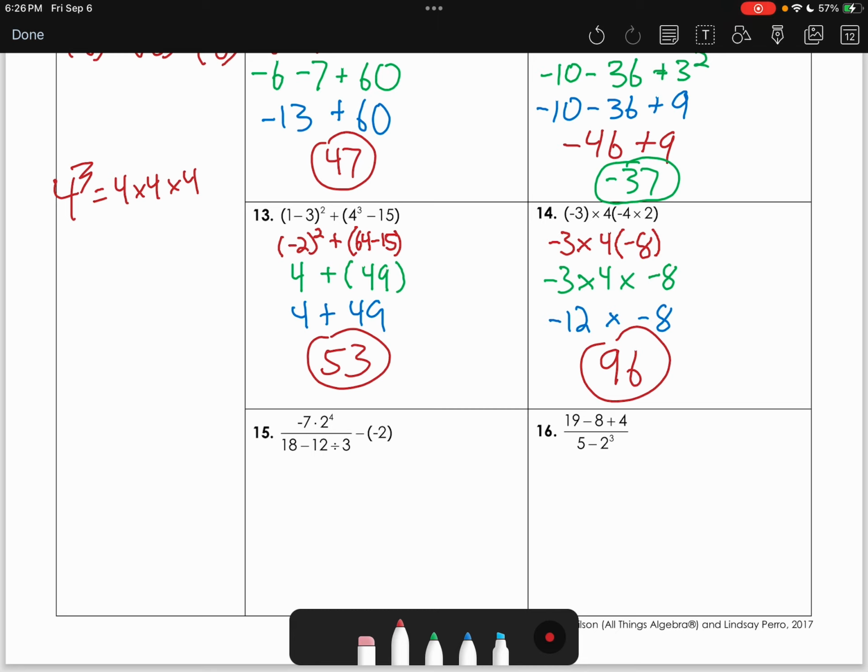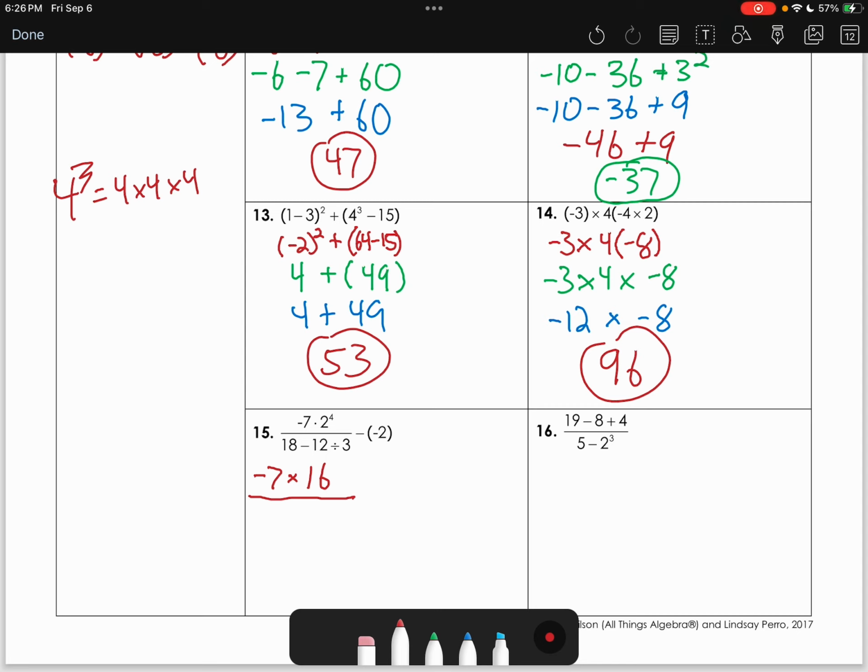So we have -7 times 2 to the power of 4. Okay, so we're going to start rewriting this down here. We have -7, and that is times 2 to the power of 4. So 2 times 2 is 4. 4 times 2 is 8. 8 times 2 is going to be 16. Okay, then we're going to, that's our numerator portion.